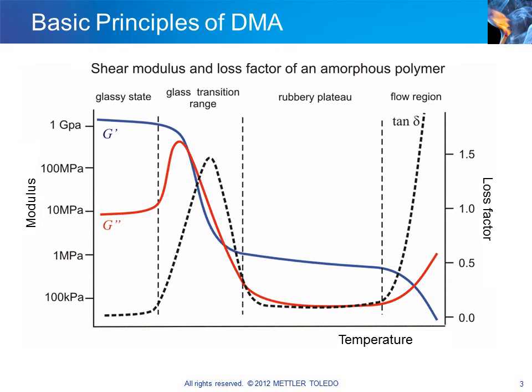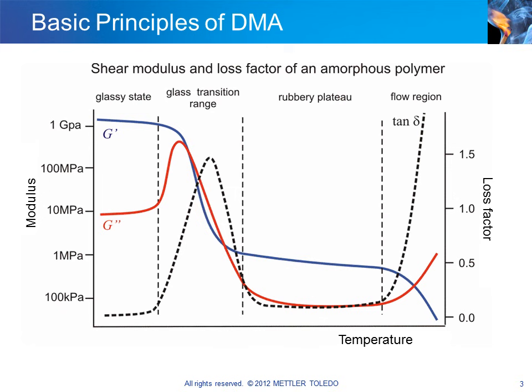This slide shows idealized DMA curves such as would be obtained from the measurement of an amorphous thermoplastic polymer. The blue curve G' is the storage modulus. The red curve G'' is the loss modulus, and the black dashed curve is tan delta, or the loss factor. Tan delta is the loss modulus divided by the storage modulus. The three quantities are displayed as a function of temperature.